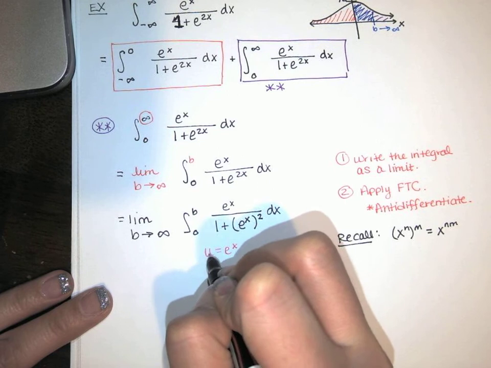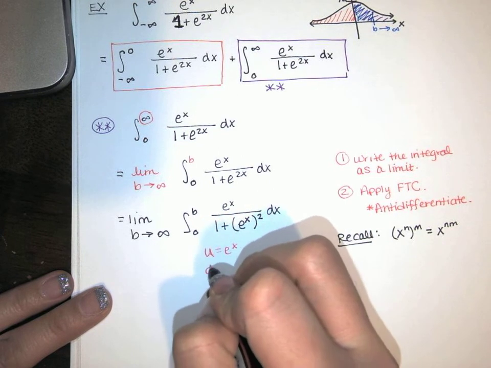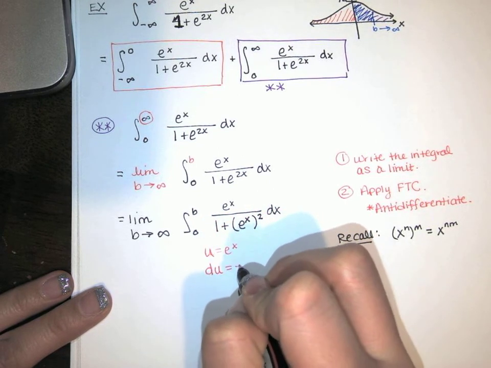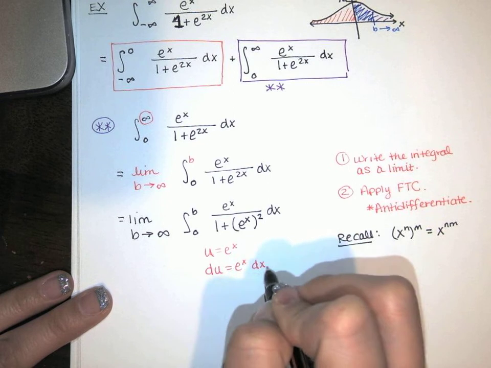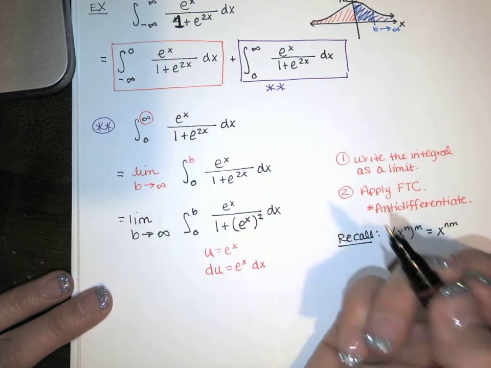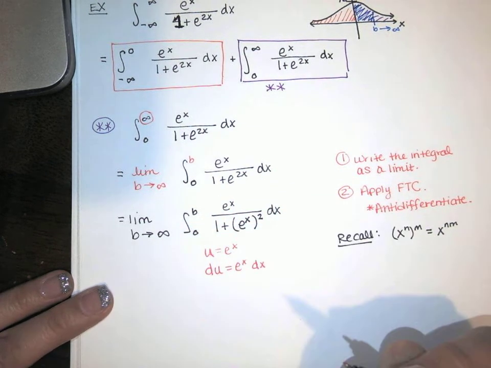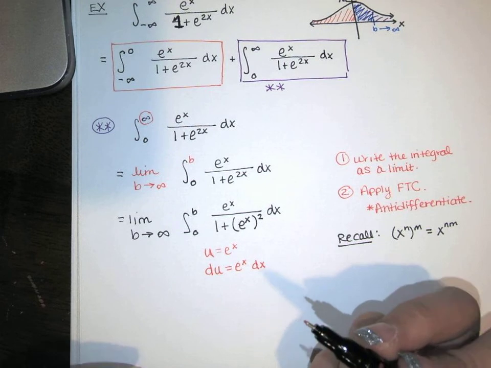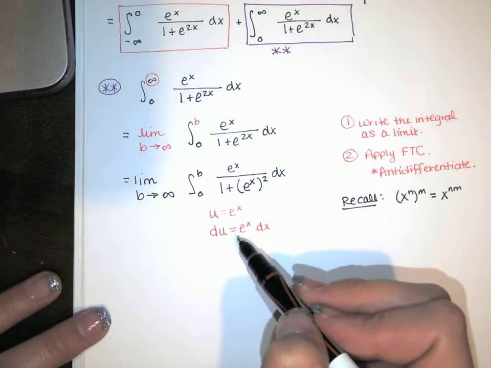And I know this will work because when I take the derivative of u, what do we get? We get e to the x dx. This has to be up there as a factor somewhere, and it is. There's an e to the x dx right there, so I can write everything in terms of u. So I'm going to write the integral in terms of u.